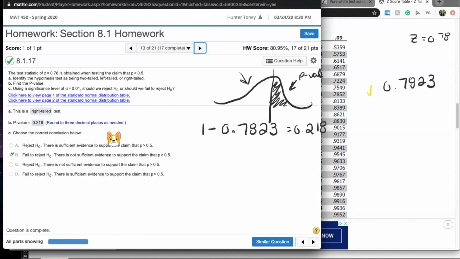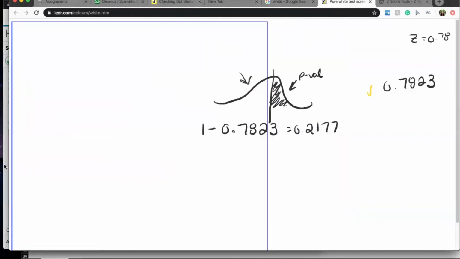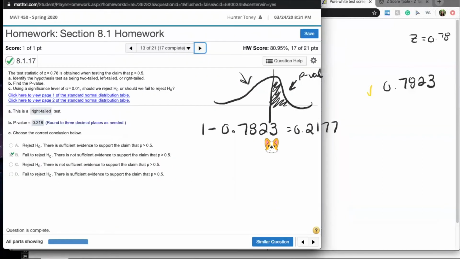Well, actually, that's going to be our final answer. When we subtract, we get 0.2177. Let me move back to a white screen so you guys can read it, which when we round will give us 0.218, because we're rounding to 3 decimal places. That's why I started to round early.